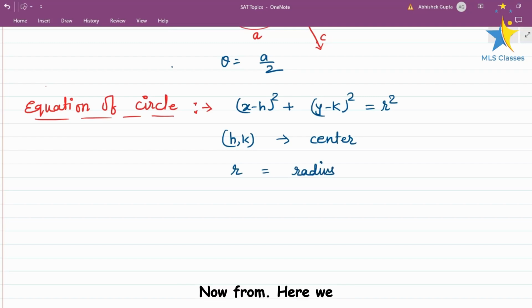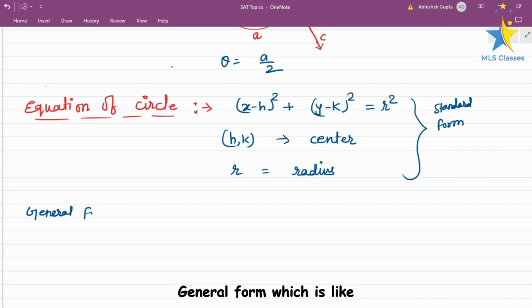Now, if this type of equation is given in the question, then we can easily find the radius or center. Or if the radius or center is given, then we can easily find the equation. This is called the standard form. The next one is the general form, which is like this.